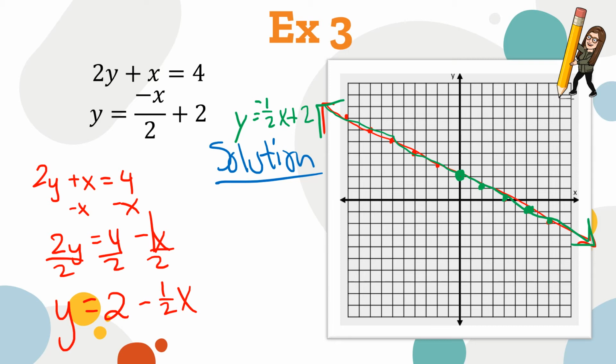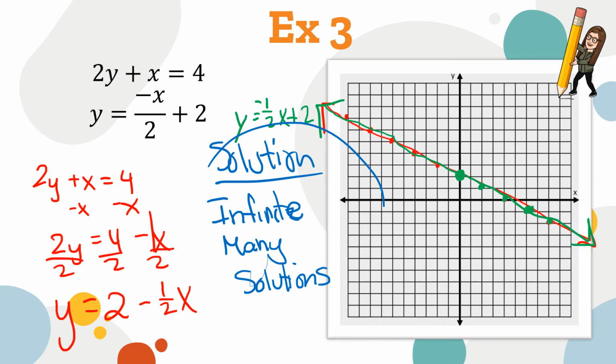If they cross everywhere, we're going to say infinitely many, oops, that should be an E, solutions. Infinite many solutions. No abbreviations, please. I want to see that full phrase written out. Infinite many solutions, meaning it crosses infinitely, forever.